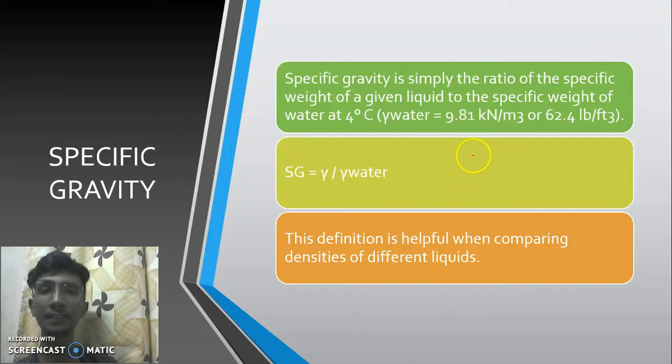Specific gravity is simply the ratio of the specific weight of a given liquid to the specific weight of water at 4 degrees Celsius, which is 9.81 kilonewton per meter cube or 62.4 lb per feet cube. So specific gravity equals the specific weight of the liquid over the specific weight of water at 4 degrees Celsius.